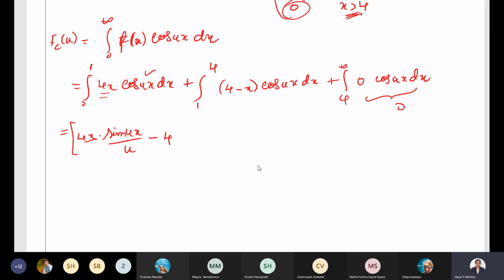Differentiate 4x. Differentiation of 4x is 4. Integrate sine ux by u. So it will be minus cos ux by u, and u into u will be u square. Limits vary from 0 to 1. Next, consider the second one.